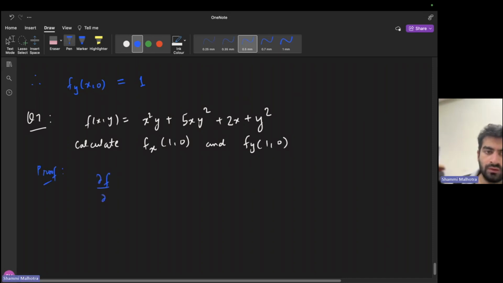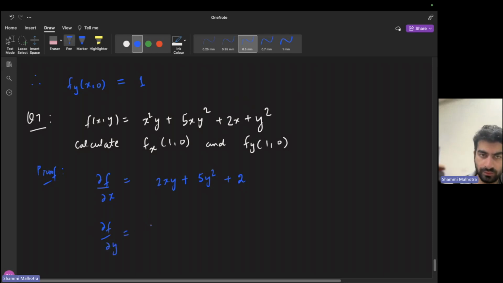So the partial derivative with respect to x, I just have to differentiate this function with respect to x, keeping the variable y as a constant. So this will be 2x by 5y square plus 2, and this will be just a constant. So this y square will turn out to be 0 when I partially differentiate with respect to variable x.